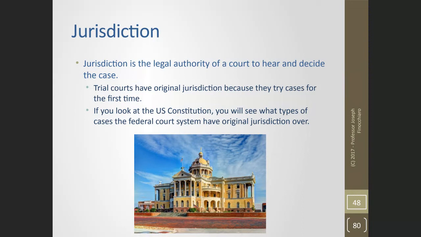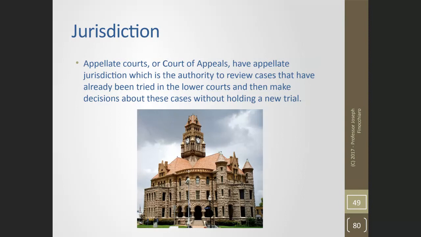Jurisdiction is the legal authority of a court to hear and decide the case. Trial courts have original jurisdiction because they try cases for the first time. If you look at the U.S. Constitution, you will see what types of cases the federal court system has original jurisdiction over.